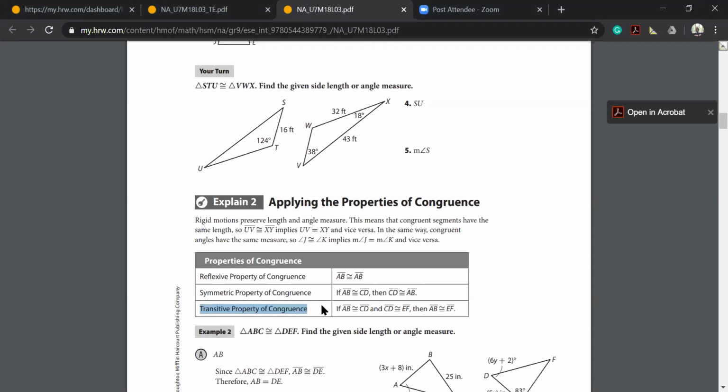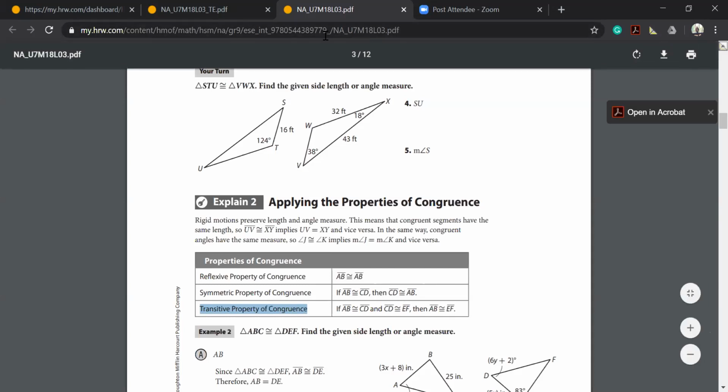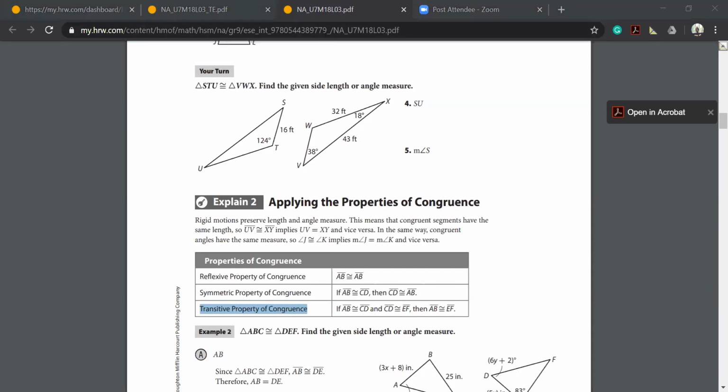Transitive property of congruence. What is this? If AB is congruent to CD and CD is congruent to EF, then AB is congruent to EF. What is this? Let me give you a smaller and an easier example.